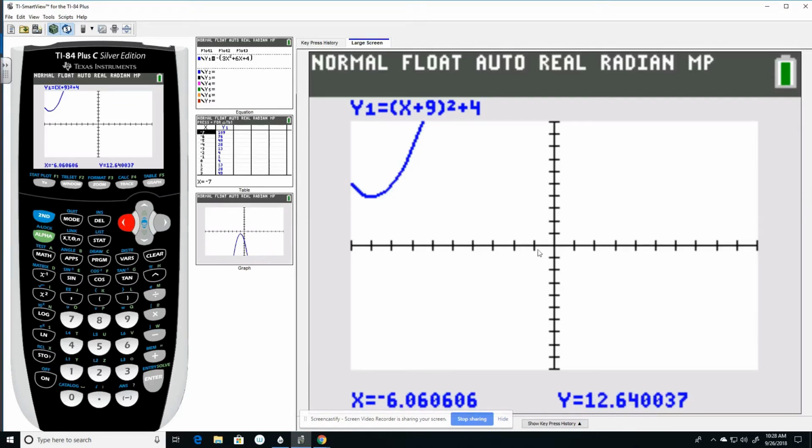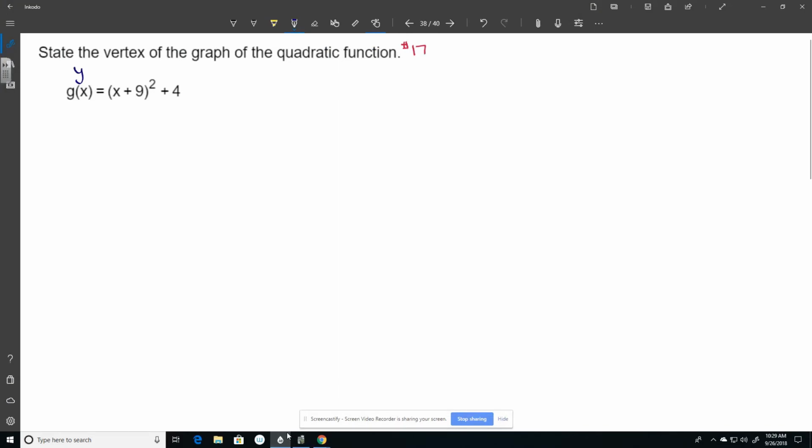See, my x's are at -6, so -1, 2, 3, 4, 5. So I'm right about here. I'm almost there. I'm going to trace it, and I'm going to get myself right down to the vertex, which looks like it's at -9 and 4. And if I go over this way, I'm just below -9 and above 4. So either way, I'm right at about -9, 4. So that's going to be my answer. My vertex, -9, 4.